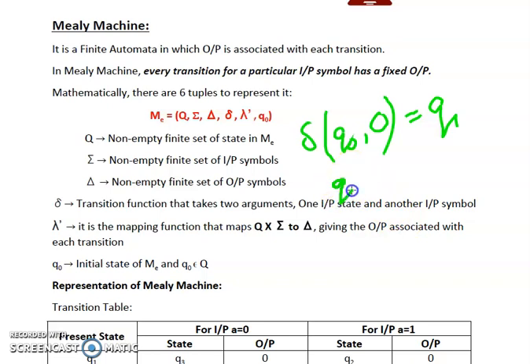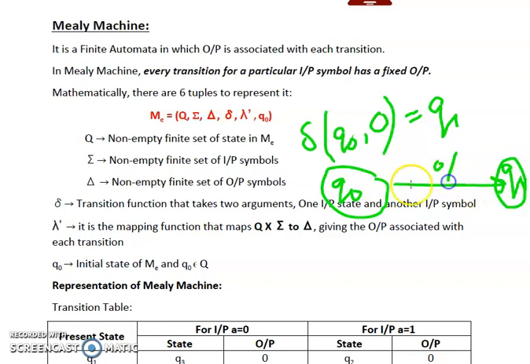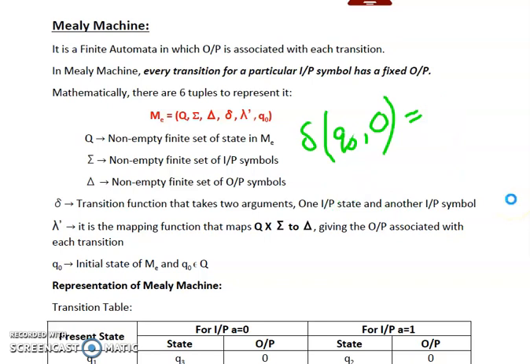So state Q0 reading an input symbol 0, and when we move to state Q1, let's say the output associated with this transition is A. So this is the representation in the form of a graph. It is called a transition graph, state diagram or transition diagram. Now let's move further.